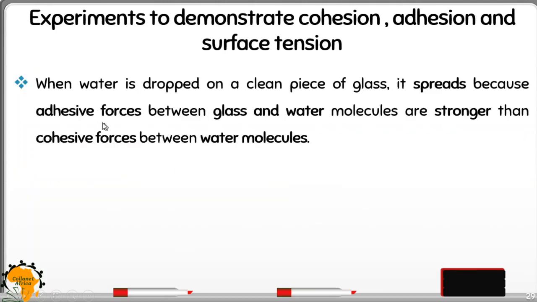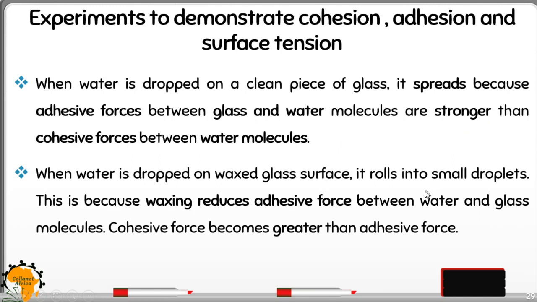So in this case, we have this explanation. In the first case, the water spreads because adhesive force between glass and water molecule is stronger, and that is why it is wetting. But in the second case, by waxing, you reduce the adhesive force, and therefore, when you wax, the cohesive force becomes greater than adhesive force, and therefore, water molecules are able to form spherical balls.